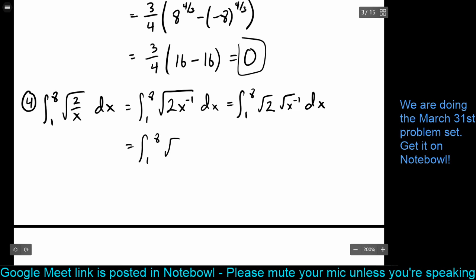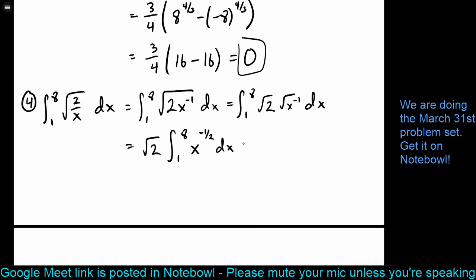So here, square root 2 is just some number. In fact, it's just some number, so we can pull it all the way out of the integral. We don't even need it in there anymore. Square root of x to the minus 1/2. Again, remember, square root just means take the exponent and multiply it by 1/2. So we have x to the minus 1/2 here. And look, now it's just the power rule again.